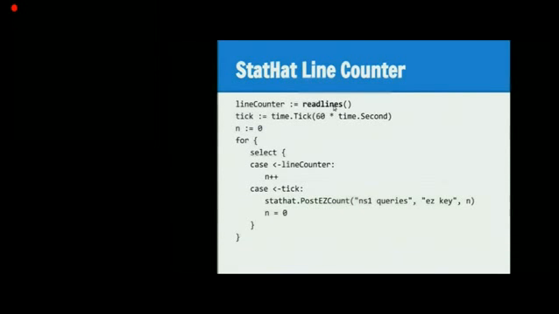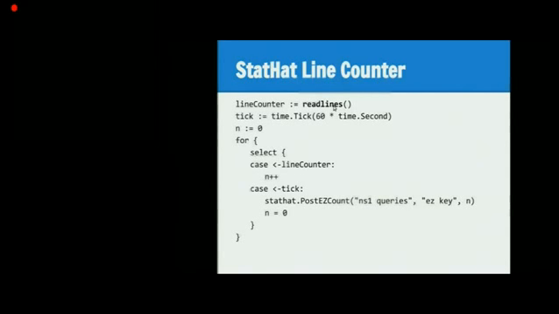So this essentially is how we solve the problem. How do you log lines read? So read lines are bolded. That's a function. It basically returns a channel assigned to the variable line counter. Tick is another channel that's given to me by the built-in library called time. So basically, I'm asking it every 60 seconds, I want you to send me an event on this channel.